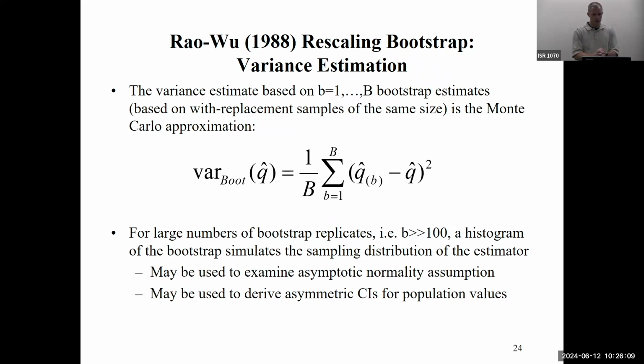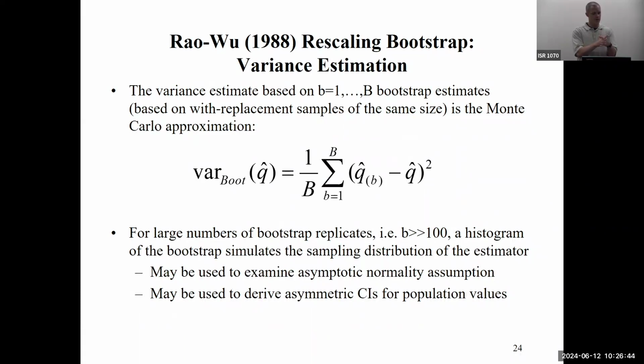Okay. A third type of replication method is the bootstrap. And the flavor of bootstrapping that I'm going to be talking about here is the Rao-Wu rescaling bootstrap, which is implemented in a lot of the different software. Okay, so in general, the variance estimate based on a capital B bootstrap estimates is based on this formula that you see here. So the general theory of bootstrapping is you take a with-replacement sample of the same size as the sample that you've selected.